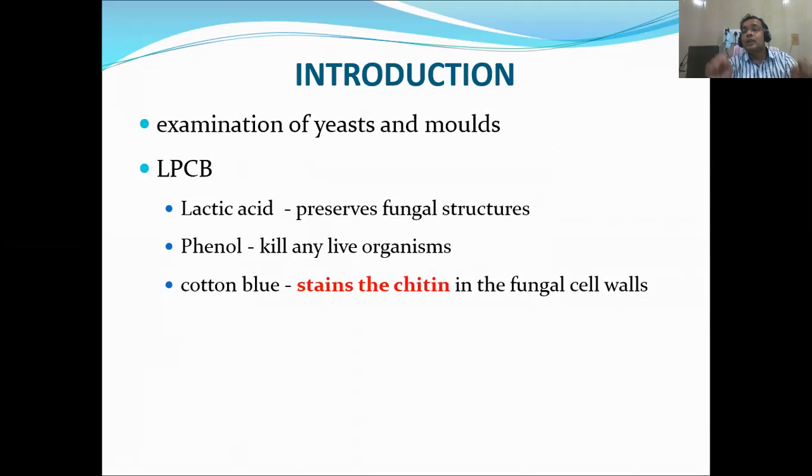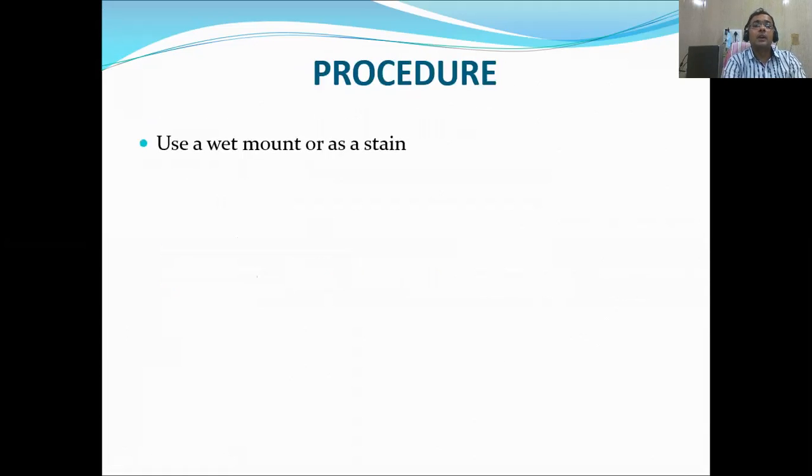So here again you have to recall what principal component each cell wall contains. Recall your gram staining: gram positive bacteria contain peptidoglycan, gram negative contain LPS. Then recall your acid fast staining: the cell wall contains mycolic acid, like Mycobacterium. Similarly, the fungi cell wall contains chitin, and that's why cotton blue selectively stains the fungi spore and fungi hyphae. Now, with this background, we will move toward the procedure of lactophenol cotton blue.